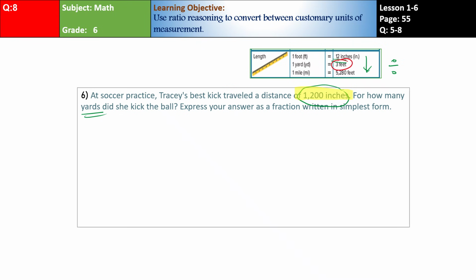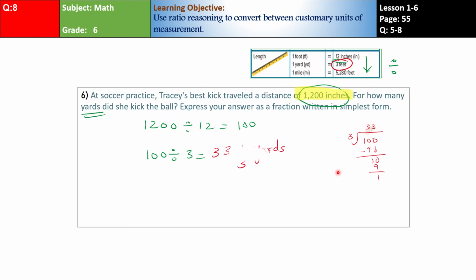Same question you can solve with another method. So first, what do we have? 1200. What we will do? We will divide it by 12 inches because one foot has 12 inches. 1200 divided by 12 gives you 100. Now you will divide 100 by 3. 100 divided by 3, do the long division. You will get 33 1 over 3. So you can solve this question easily with this method.